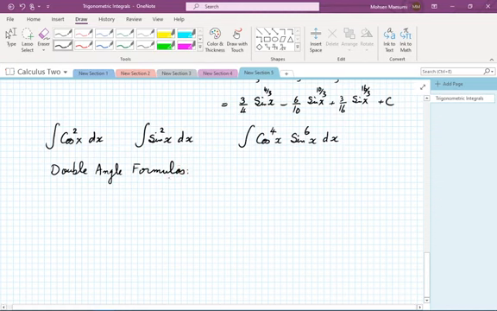Okay, double angle formulas. You remember that cosine of 2x has three versions from those trigonometry classes. One of them is cosine square of x minus sine square of x. Another version is 2 cosine square of x minus 1. A third version is 1 minus 2 sine square of x.